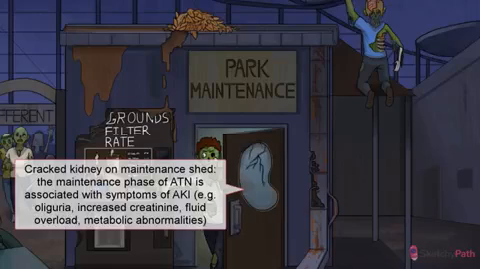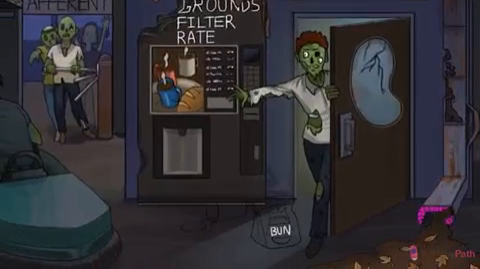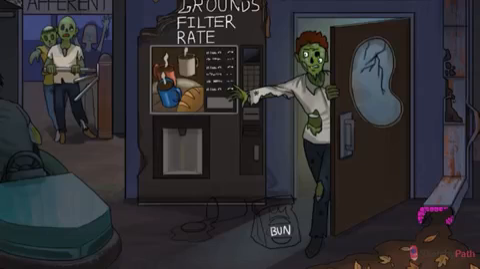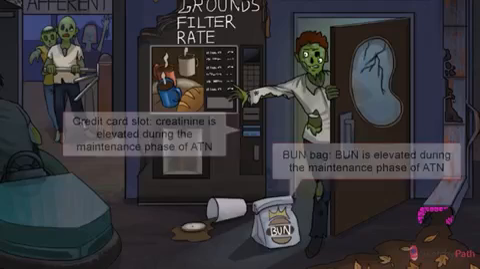By the way, whenever we want you to think of the clinical manifestations associated with acute kidney injury, we'll include a cracked kidney, like the one on the door here. Recall from our fast food renal function sketch that acutely diminished GFR leads to azotemia. That's just a fancy way of saying BUN and creatinine are accumulating in the serum. So we've included a creatinine credit card slot on the broken down GFR coffee machine, as well as our recurring BUN fast food bag, littered on the ground.